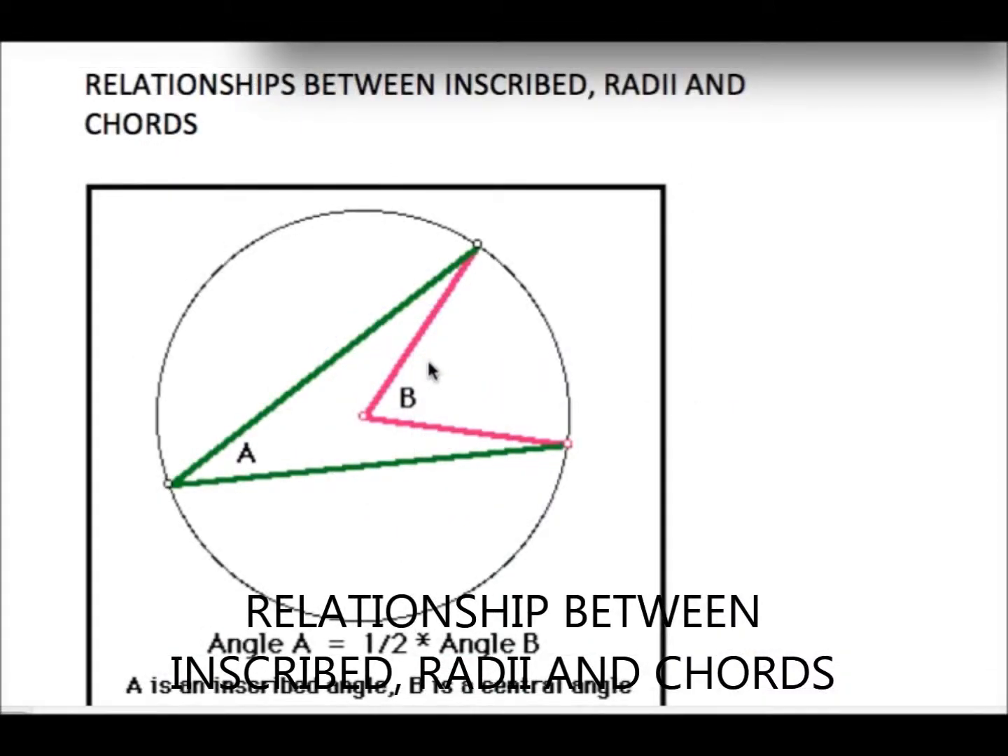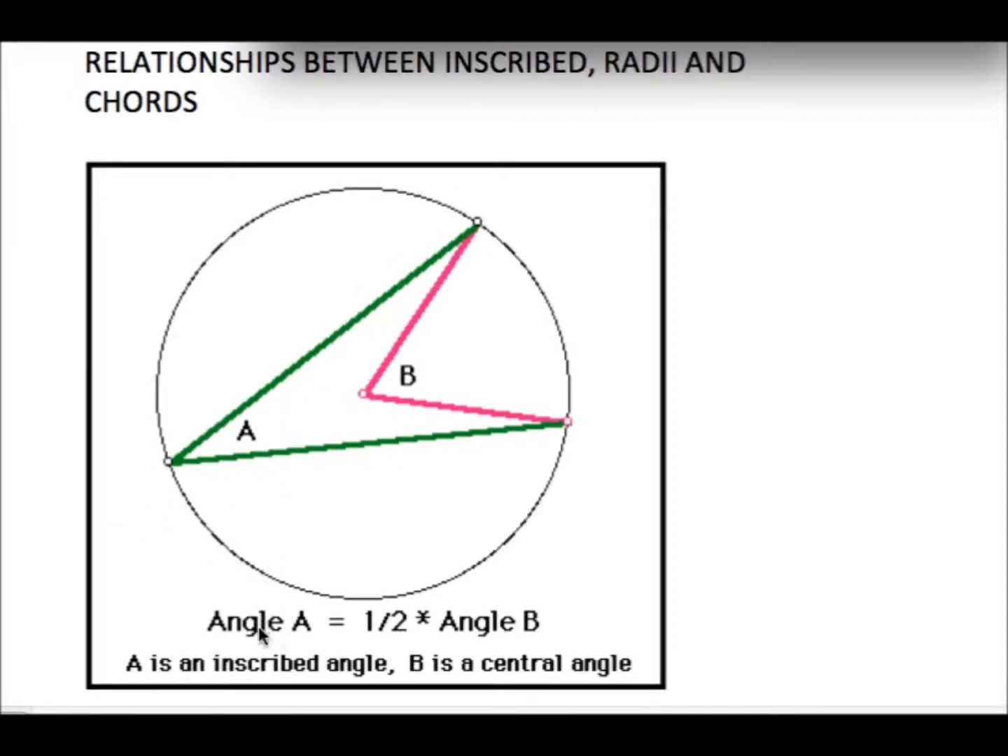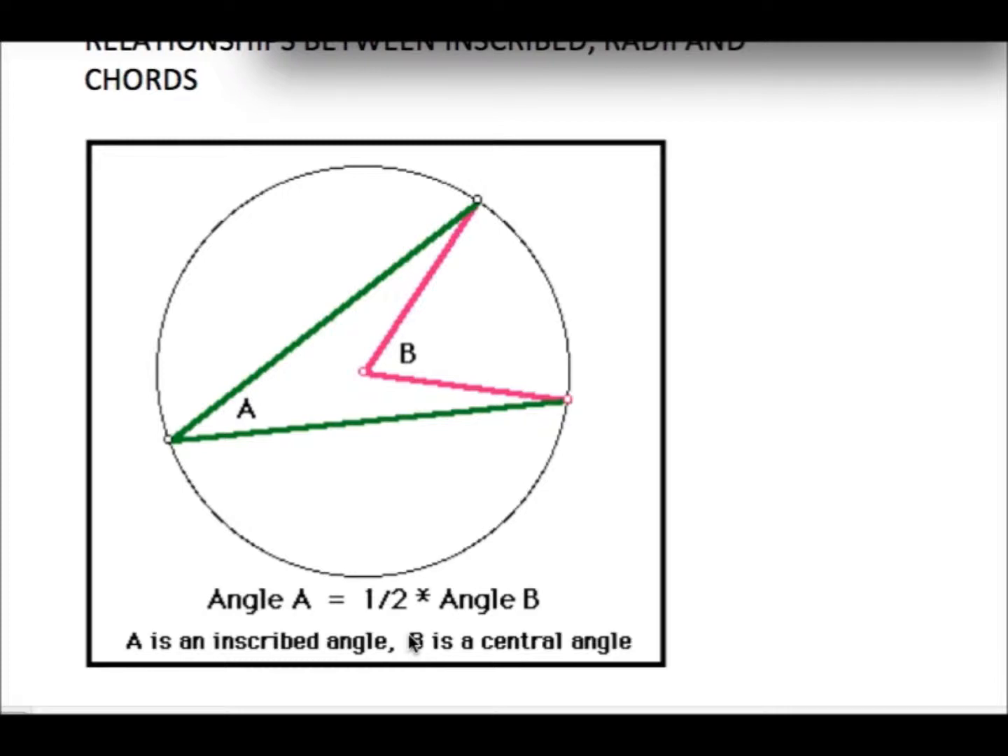Relationships between inscribed radii and chords. So this is an inscribed angle and this is a central angle. So you can see that the inscribed angle is formed with two chords that make up the angle A. This is the equation for it. That means a half times angle B. So A is an inscribed angle, B is the central angle.